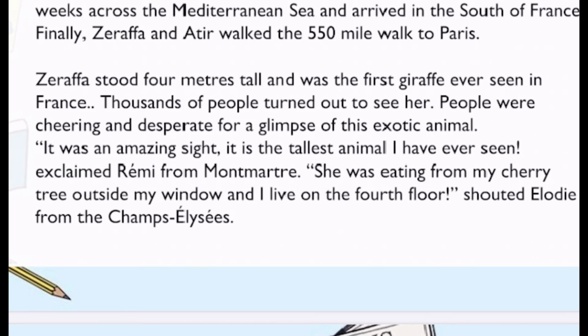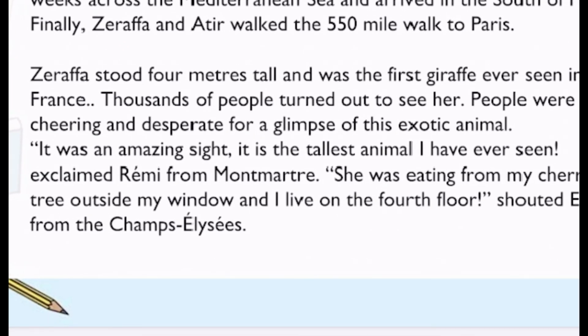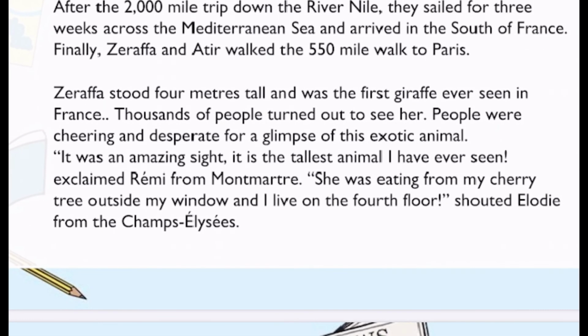Now you can see here that I've used speech marks that you learnt about last week with Mrs. Zambi, and I've chosen some French names, Remy and Elodie, and I've also put where they're from, and these are real places in Paris, Montmartre and Champs-Élysées. They're both real places. See if you can do the same.